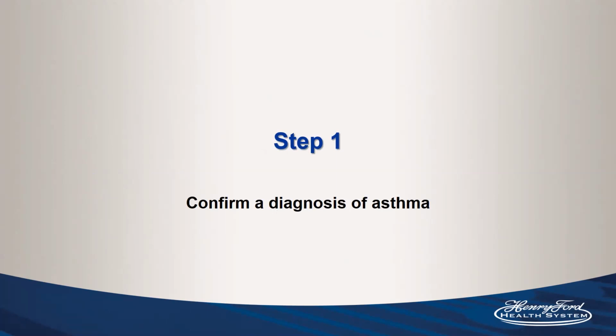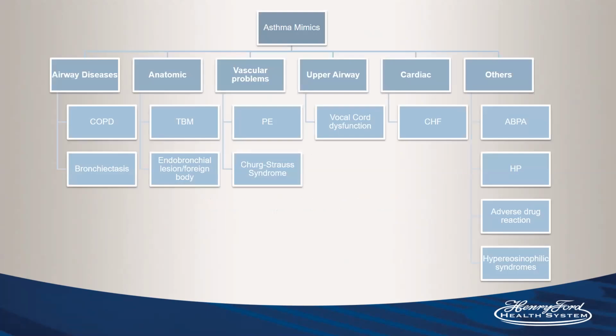If you have an uncontrolled asthmatic, always take a step back and figure out what could mimic this asthma. What if it's not asthma? What if it's something else? Some of the asthma mimics, you have airway diseases like COPD, bronchiectasis, anatomic lesions, endobronchial lesions, tumors, foreign bodies, vascular problems like PE, Churg-Strauss, upper airway problems like vocal cord dysfunction, cardiac like CHF, allergic bronchopulmonary aspergillosis, adverse drug reaction, hypereosinophilic syndromes.